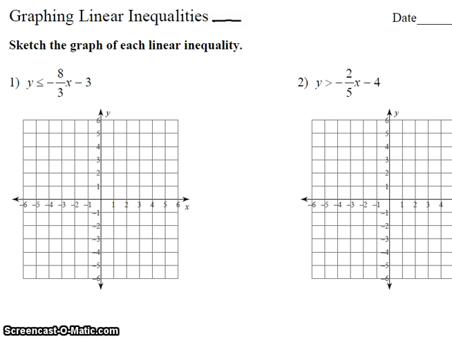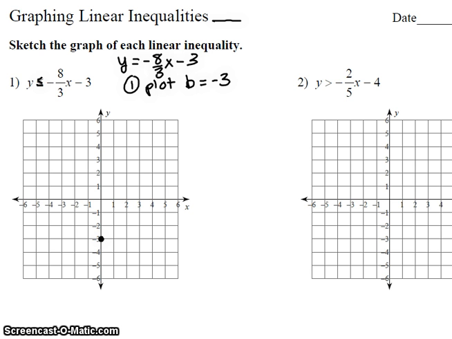Okay, now number one. We have y is less than or equal to negative 8 over 3x minus 3. Now the first thing we're going to do is graph it like it's y equals negative 8 over 3x minus 3. We're going to first plot b, the y-intercept, which is negative 3. So we're going to plot that point right there on the y-axis.